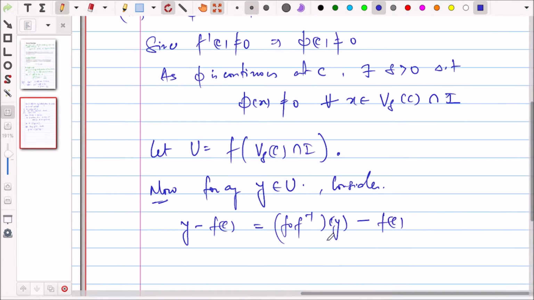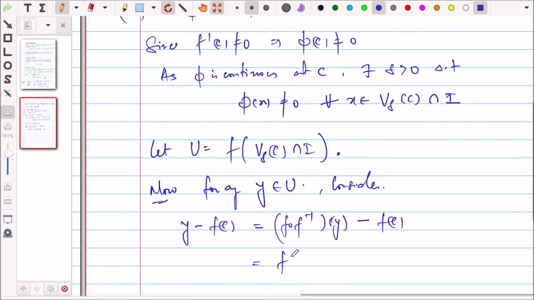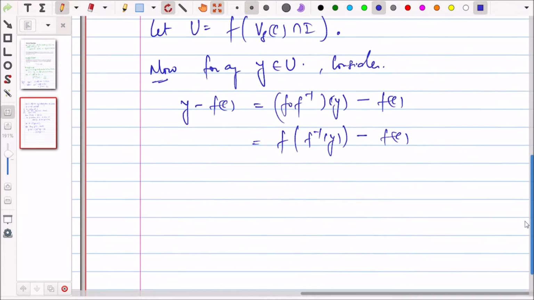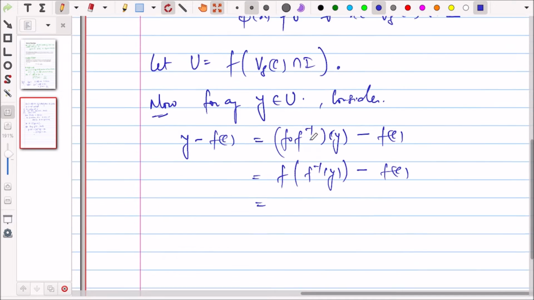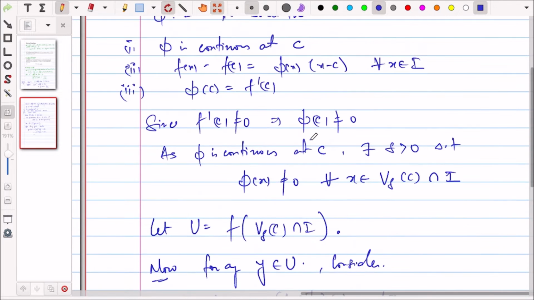Okay, let it be fc. Is it fine? So this is your f of f inverse y minus fc. Now, where will this f inverse y belong? It will belong to I, right? So this property will get applied.